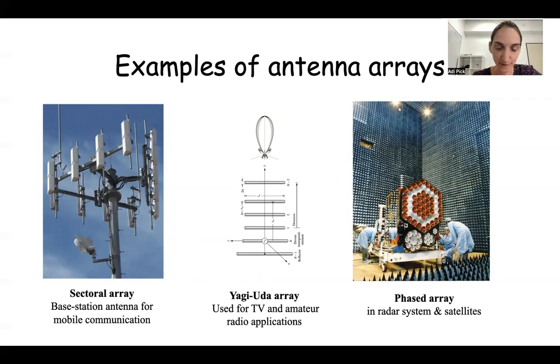Another very common type of array is a Yagi-Uda array. You usually see it tilted and rotated at 90 degrees. So you see it on very old antennas on rooftops, mainly used for TV and amateur radio applications. And another example, what you see here is a phased array from a radar antenna. Here it's a NASA satellite. Very impressive picture. So antenna arrays are found everywhere, and you can find many examples.